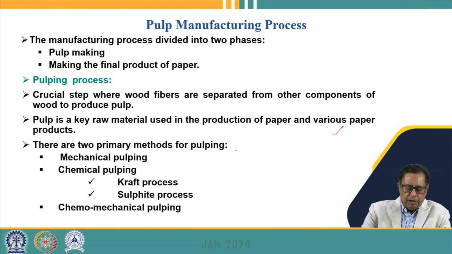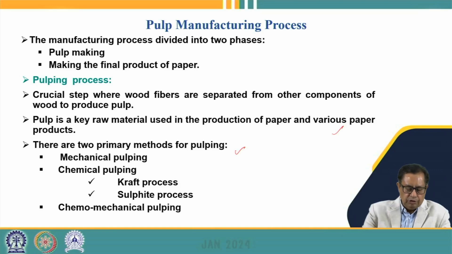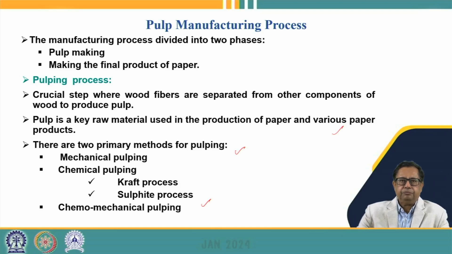So we can produce the pulp by different methods. For example, we can go for mechanical pulping, chemical pulping, and chemo-mechanical pulping.